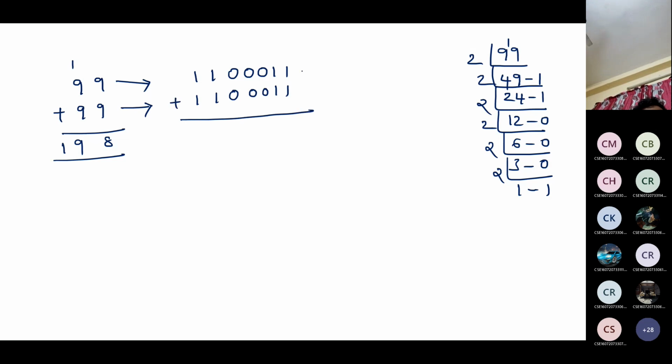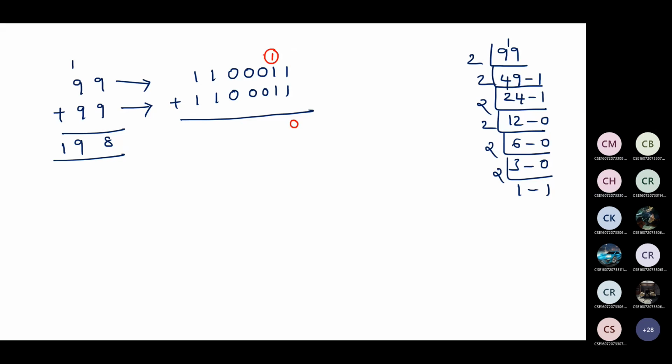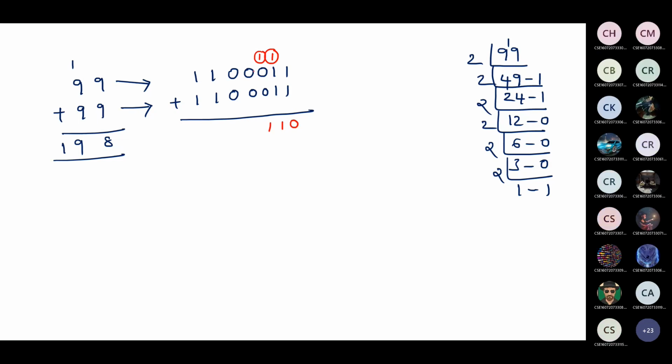Try to add them. First 1 plus 1, how much? 0, carry 1. Next, 1 plus 1 is 1 0: sum 0, carry 1. Next, 1 plus 1 plus 1: sum 1, carry 1. Next, 1 plus 0 plus 0 is 1. Next, 0 plus 0 is 0. Again 0 plus 0 is 0.